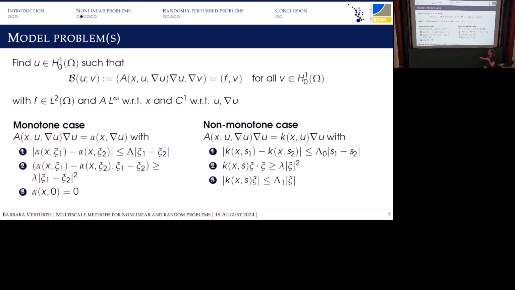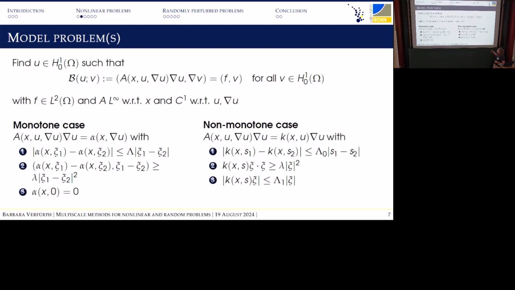And then you have a couple of assumptions that imitate the things from the linear case, like uniform spectral bounds from above and below. So here it reads as a Lipschitz continuity with respect to the nonlinearity, and the second point is called the strong monotonicity, which gives the name to this case, and the third one is that if you are linear, then you retain the linear case. The non-monotone case does not satisfy this version.